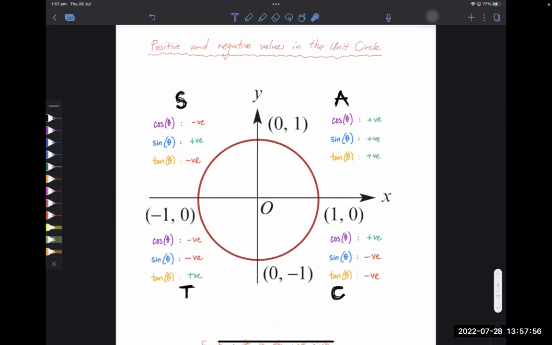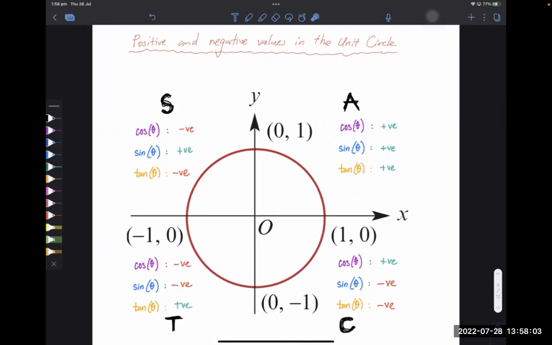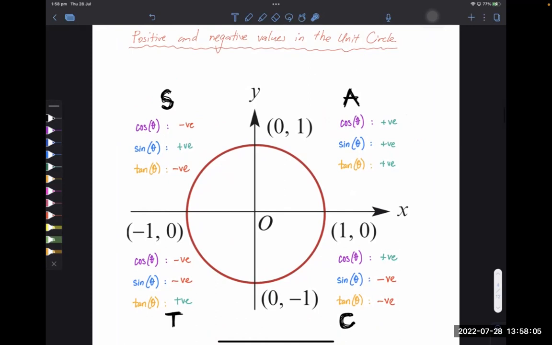So let's go through each one. Let's start off with cos. What does cos measure? Just someone give it a shout from the classroom. X. Yep, cos measures the x value. So we're focusing on the x-axis here. We know that our highest value is 1, and our lowest value is over here, which is -1. So we're looking along the x-axis.